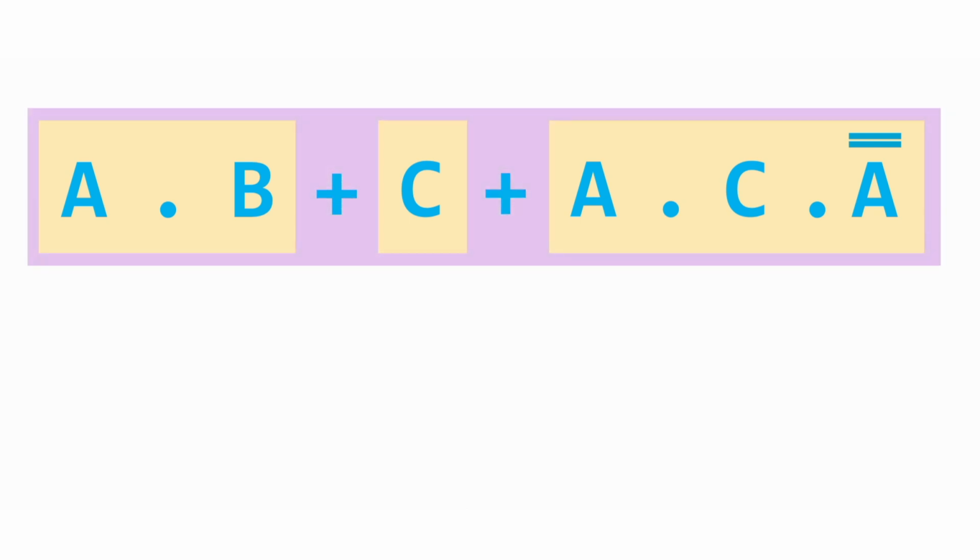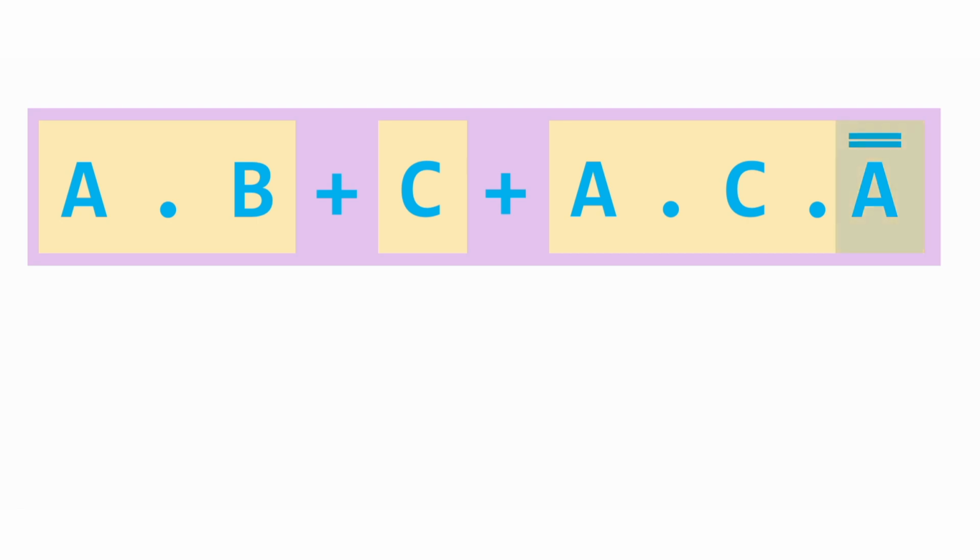Whoa, now this is a big old expression. A and B or C or A and C and not not A. Bit of a mouthful to be honest. Let's chunk up this bad boy. We can see the linked ands and the linked ors to know where we can apply the rules.